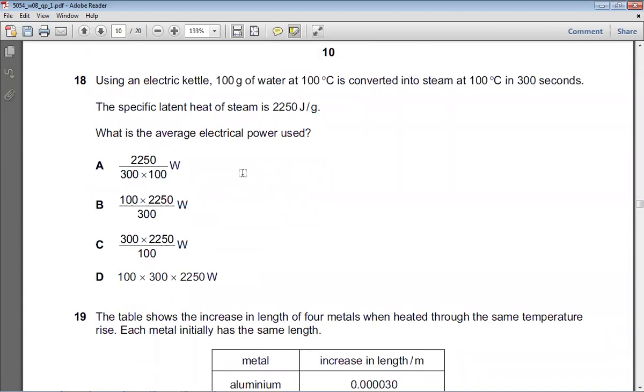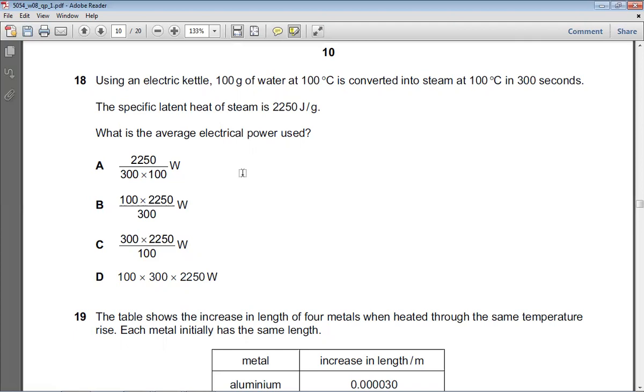Using an electric kettle, 100 gram of water at 100 degrees centigrade is converted into steam at 100 degrees centigrade in 300 seconds. The specific latent heat of steam is 2250 joules per gram. What is the average electric power used? The power is the energy divided by time. So the energy will be ml divided by time. That will be the power.